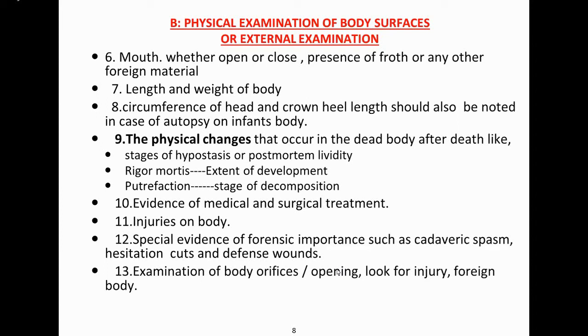The physical changes that occur in the dead body after death, like the stage of hypostasis or the postmortem lividity, are noticed. Rigor mortis: the extent of development, where it starts, like head to toe, then toe backward, and where it ends. Putrefaction, any kind of stage of decomposition can be appreciated on the body and can be written down in your postmortem document.